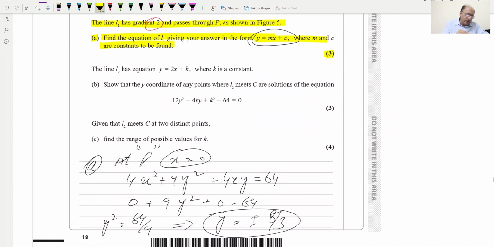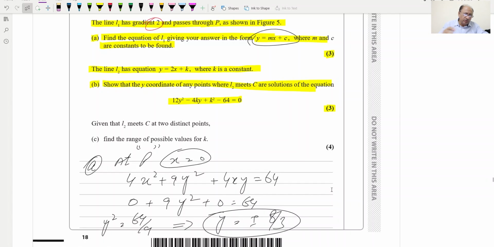Now for part B, they are saying the line L2 has equation y is equal to 2x plus k, where k is a constant. Show that the coordinates of any points where L2 meets C are solutions of this equation, and this is a 3 marks part.